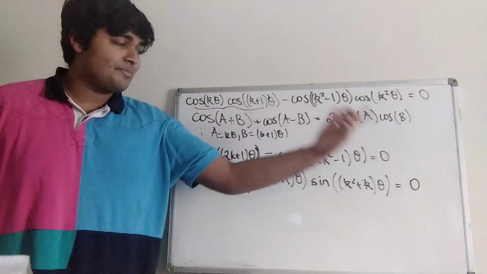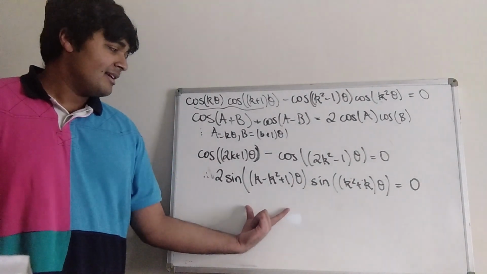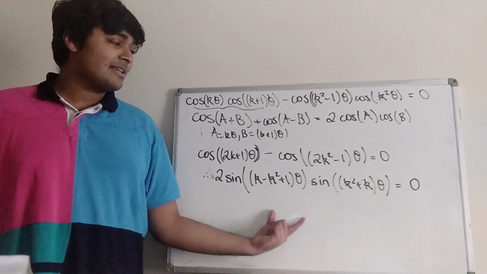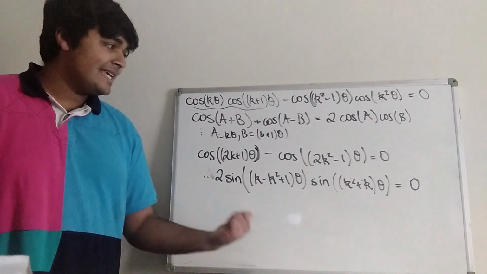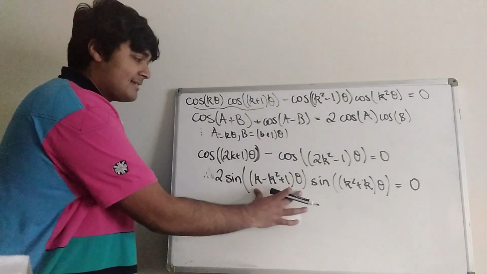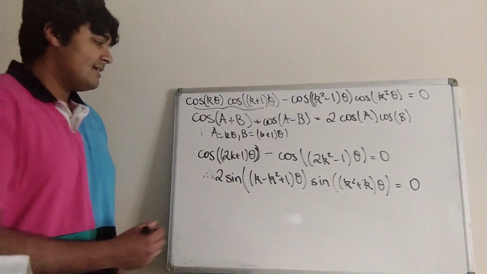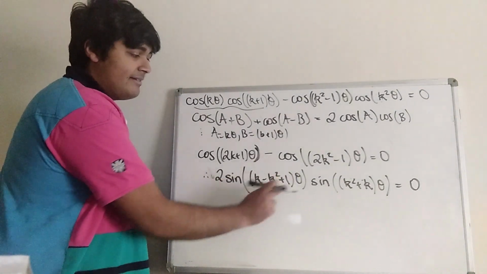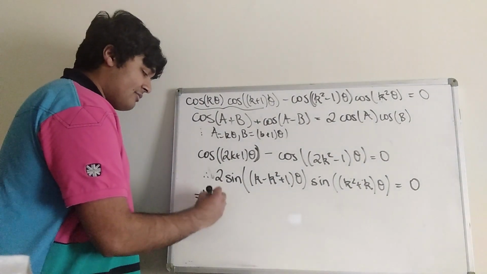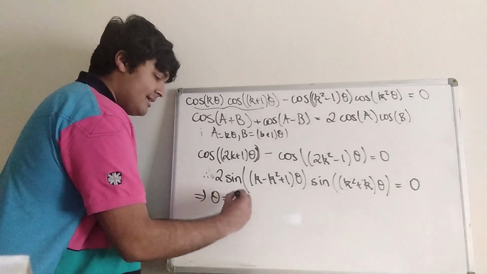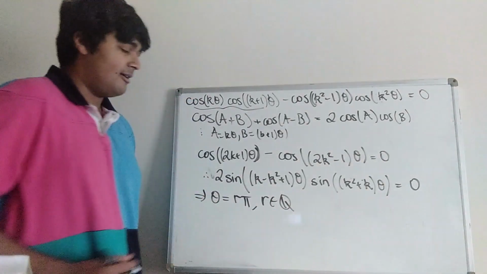2 times something equals 0. That means one of the somethings must be 0. So either sine of (k minus k squared plus 1) theta equals 0, or sine of (k squared plus k) theta equals 0. Either way, this guy here or this guy here is a multiple of pi, but then that means, because k is an integer, this thing here is an integer, this thing here is an integer, either way we're going to have that theta is a rational multiple of pi. So theta equals r times pi for some rational number r.